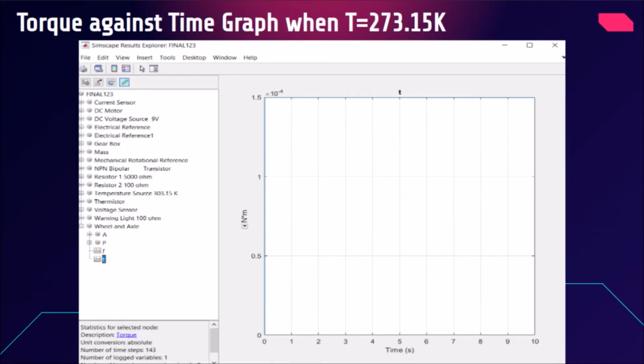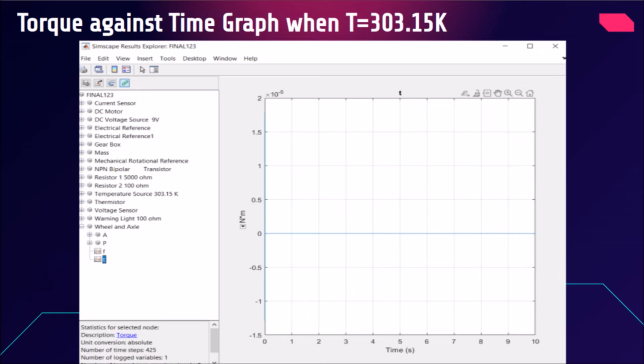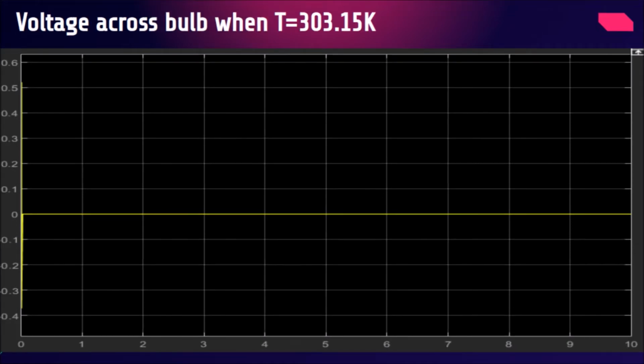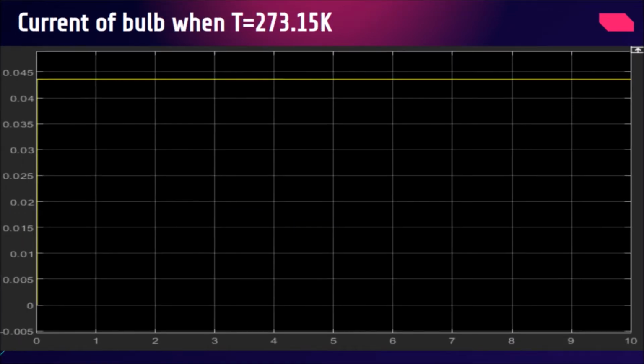Based on these two graphs, we can see that the torque is higher at low temperature than at high temperature because the current at low temperature is higher. Therefore, the higher the current, the greater the torque will be. Besides, the current and voltage against time graph for each high and low temperature cases are also shown in this PowerPoint.